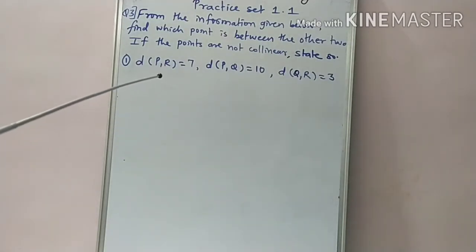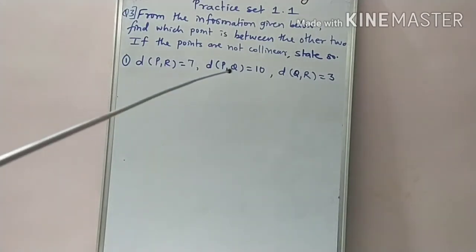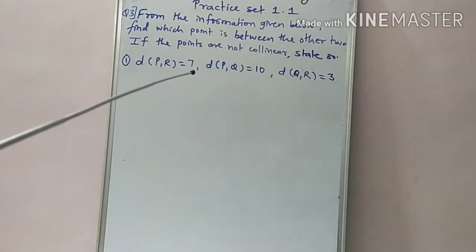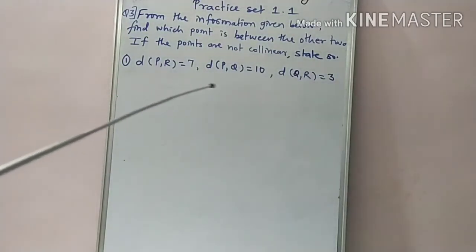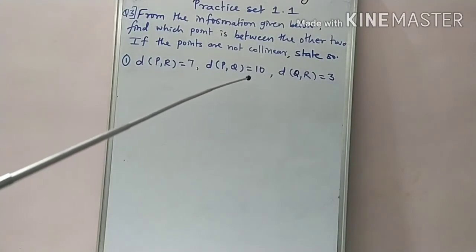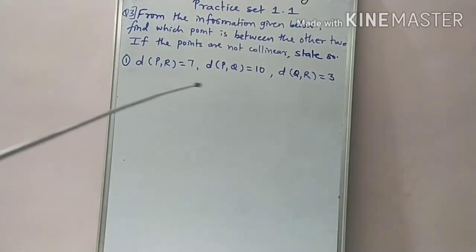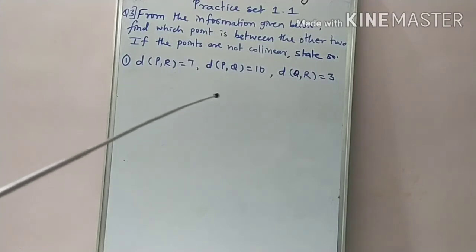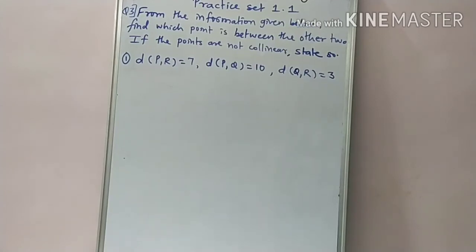Then we have to verify whether the sum of the other two is equal to the longest distance or not. Here distance PR is 7, distance QR is 3, and 7 plus 3 is what? Yes, it's 10. So we have verified that property, and hence we can say the 3 points are collinear. Then further we decide which point is between the other two. Pay attention to how we present this.